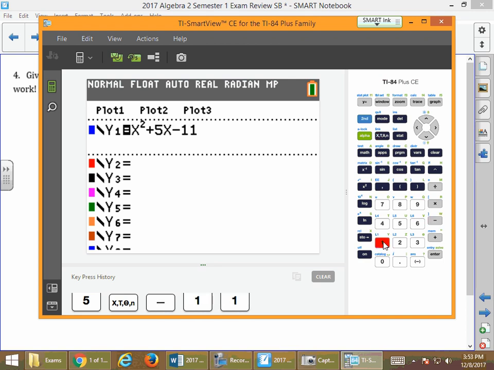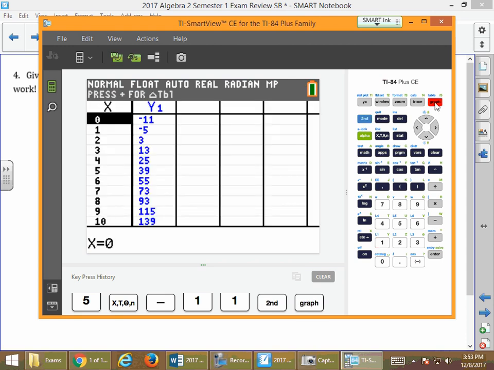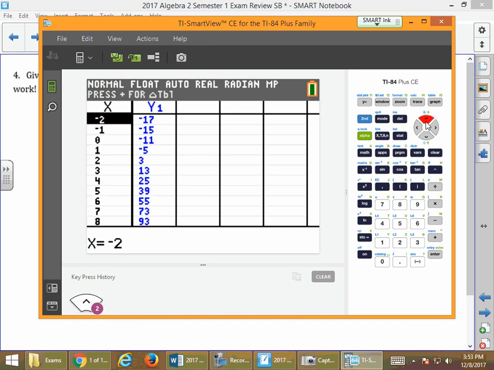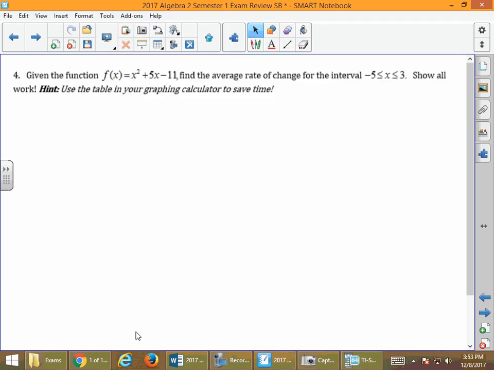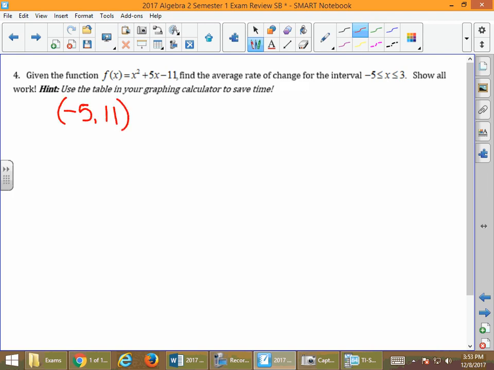What we want to look at is the table. So we're going to go to second and graph, which gets us up to the table feature here. And it says, find the average rate of change for the interval where x is between -5 and 3. So we need to scroll back here on our calculator for a minute until we see -5. And beside -5, you see -11. So let's write that down. We've got (-5, 11) for one of our points.